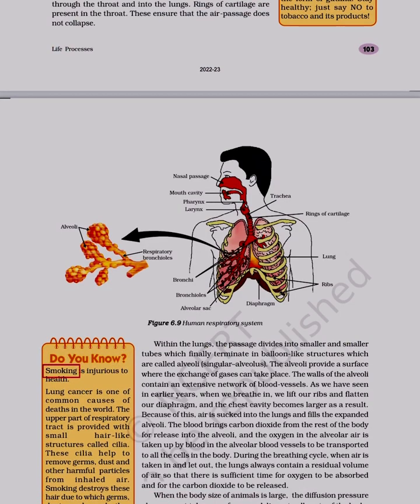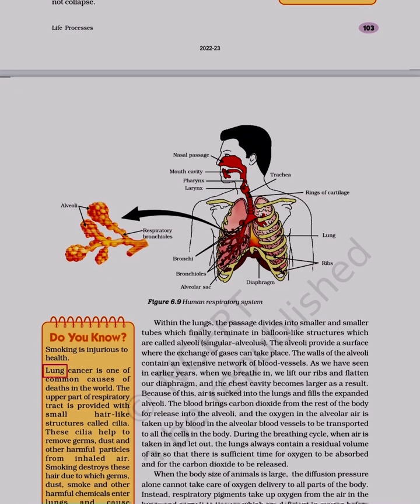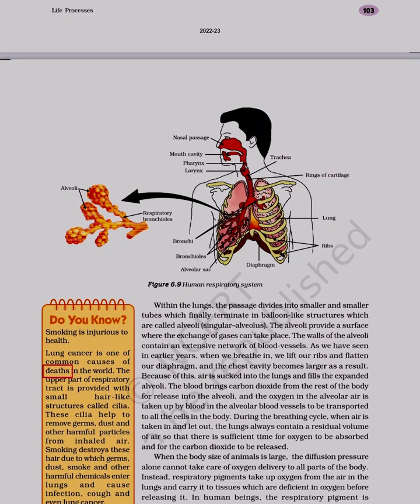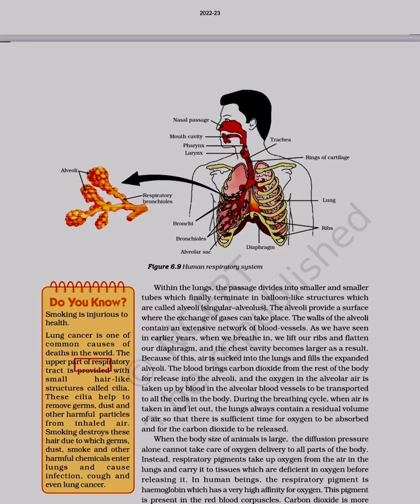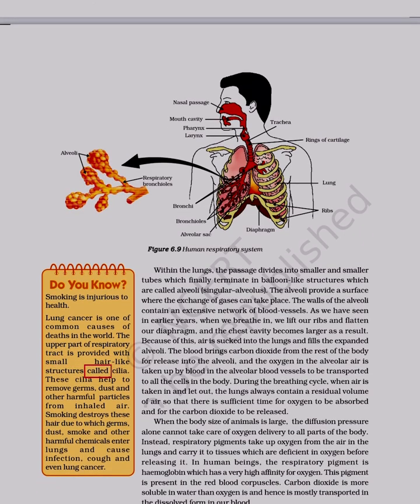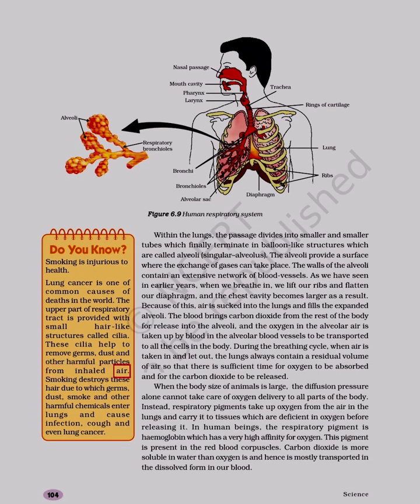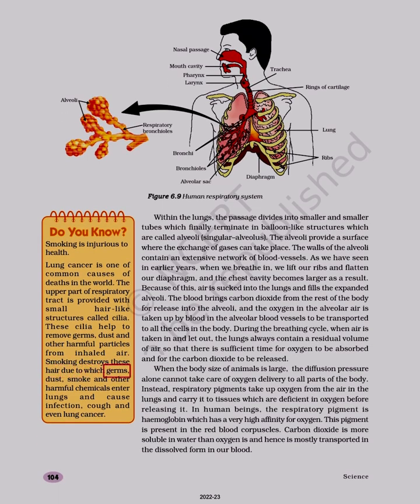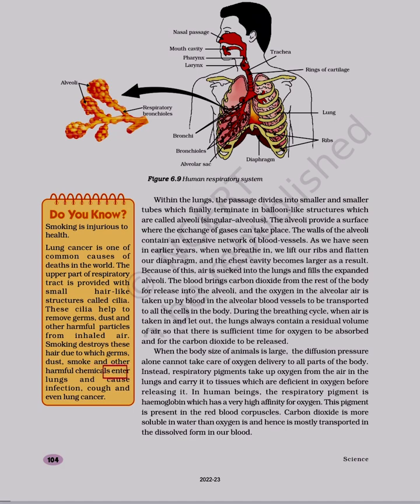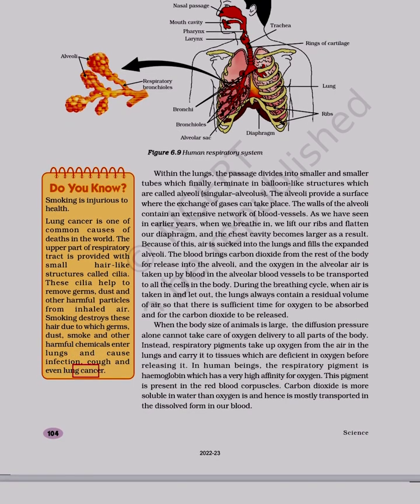Do you know? Smoking is injurious to health. Lung cancer is one of the common causes of deaths in the world. The upper part of the respiratory tract is provided with small hair-like structures called cilia. These cilia help to remove germs, dust and other harmful particles from inhaled air. Smoking destroys these hairs, due to which germs, dust, smoke and other harmful chemicals enter the lungs and cause infection, cough and even lung cancer.